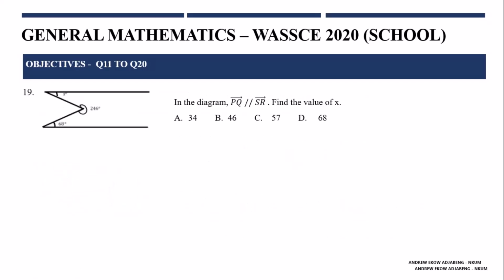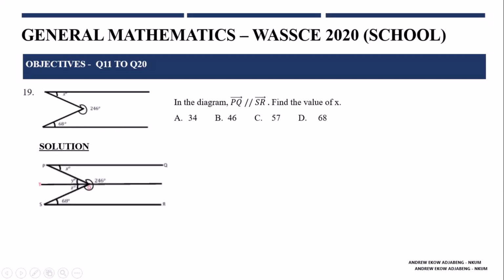Question 19. We have a diagram as we see where the line PQ, these first two lines, is equivalent to the line QSR, which is the second line. Find the value of X. So here we label our diagram. The PQ is the first, and then SR is the second. Then we can create another line in the middle. We can call that line T.